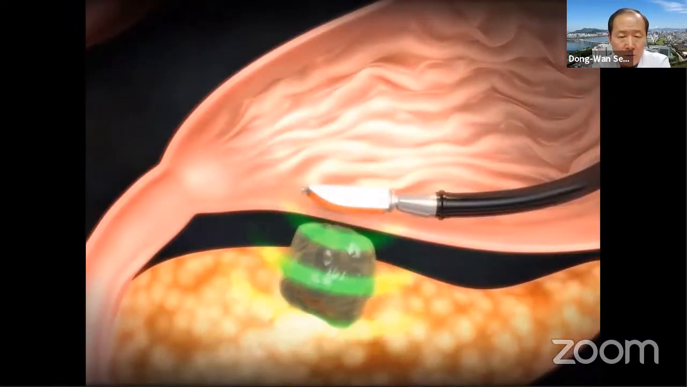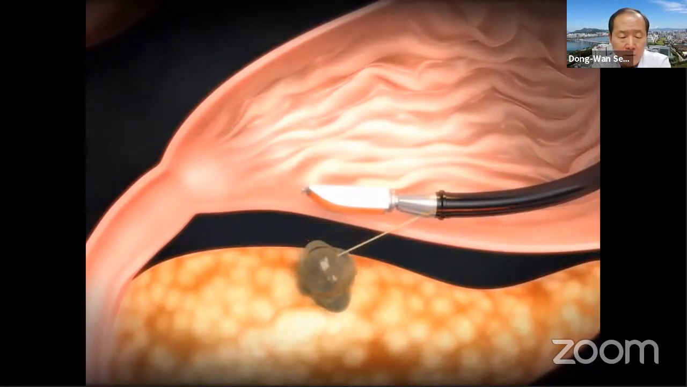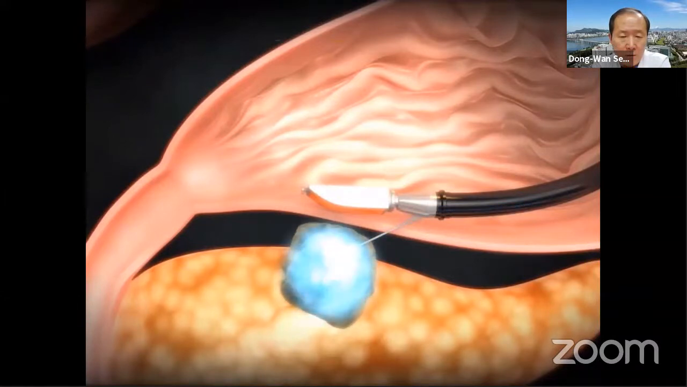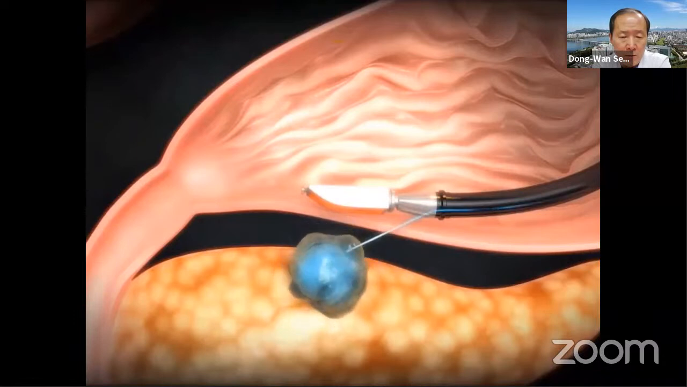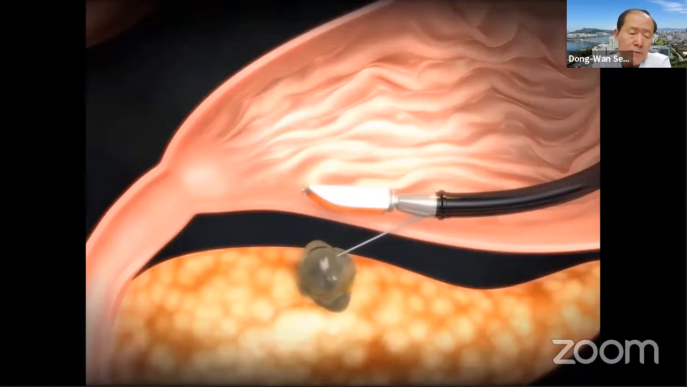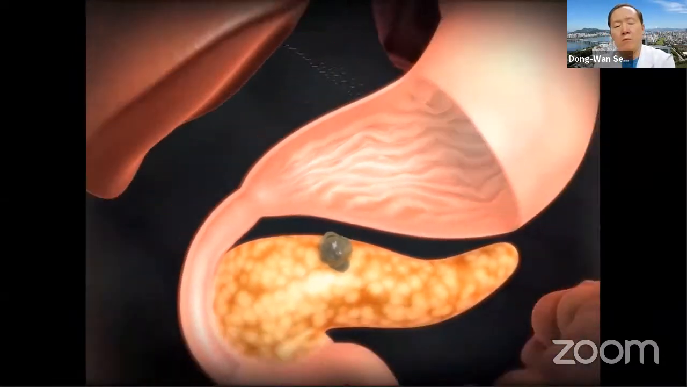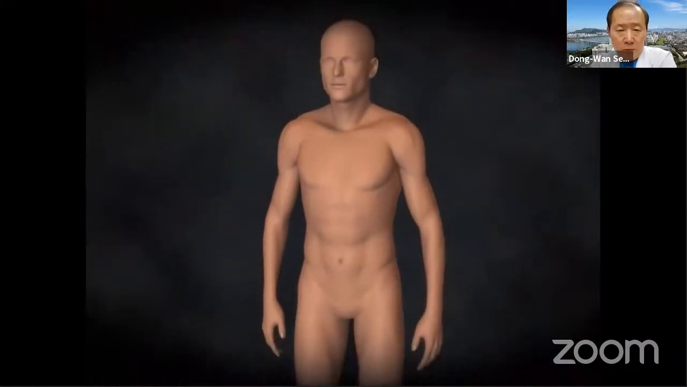Under linear EUS view, we can identify the cyst, insert the needle, and aspirate the cystic fluid. After aspiration, we can inject ethanol again, re-aspirate, and re-inject. This is called ethanol lavage. After lavage, if necessary, we can instill a small amount of paclitaxel inside the tumor.